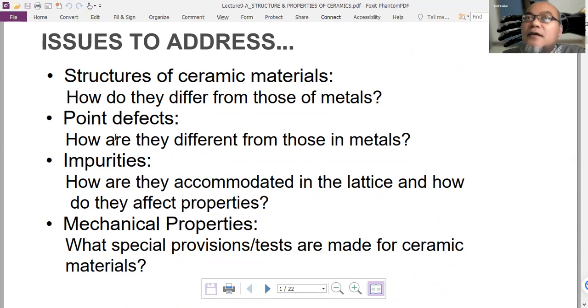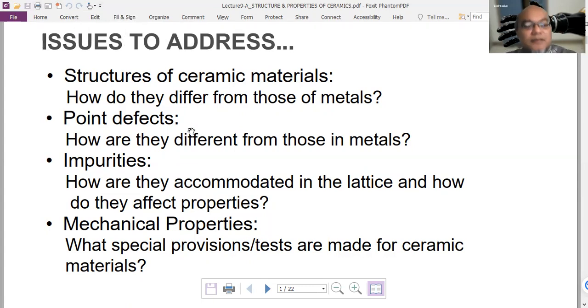With alloys of metals, the number of metal elements that you can mix to form an alloy may be limited, but in ceramics you can have complex mixtures of compounds. For example, we can introduce point defects, and other types of ceramics can be introduced to those point defects and therefore alter the material properties.